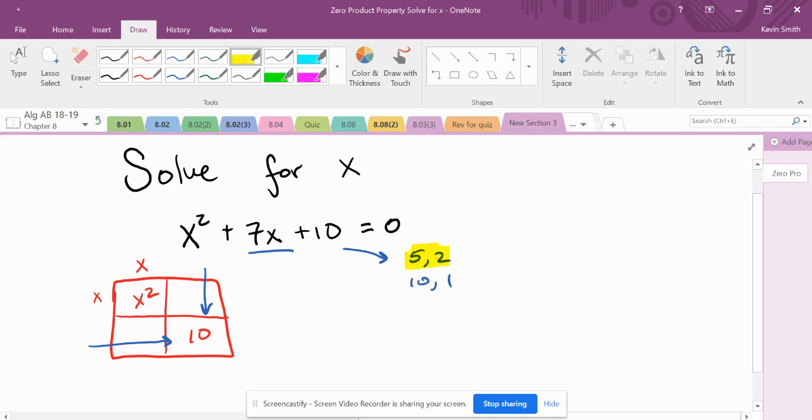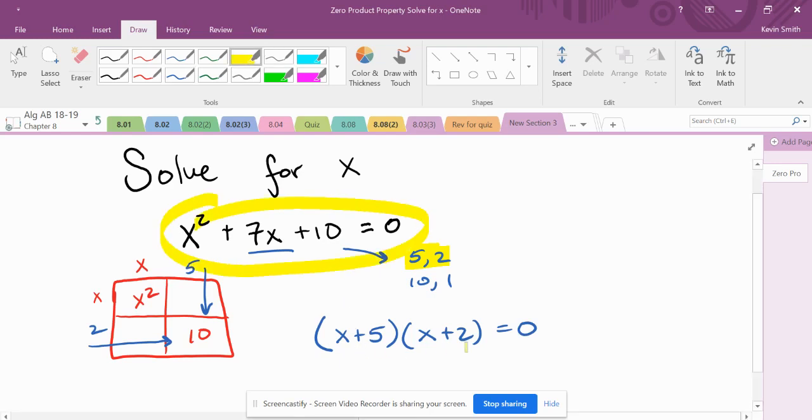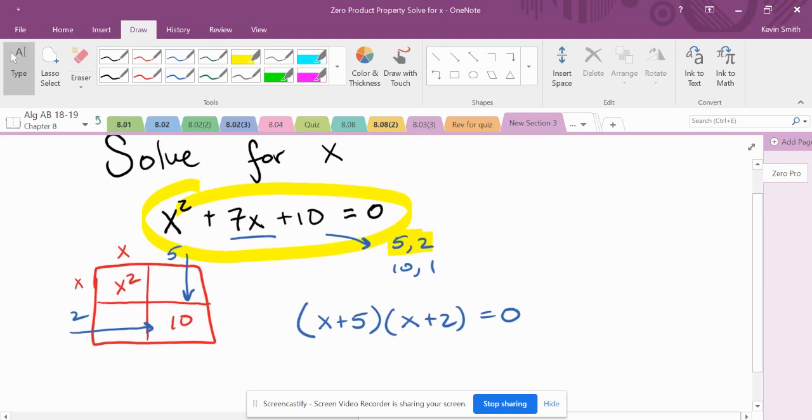Of course, 5 and 2 will be the answer because those also add up to 7. So my factors are going to be x plus 5 times x plus 2 equals 0. So we just took this equation and transformed it into the factored form.